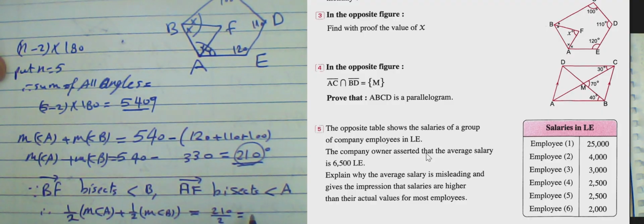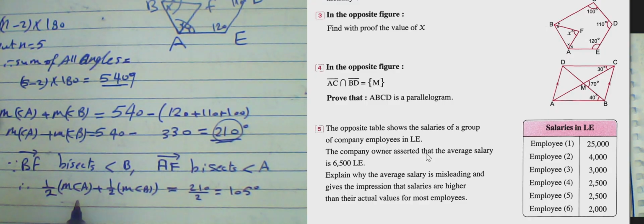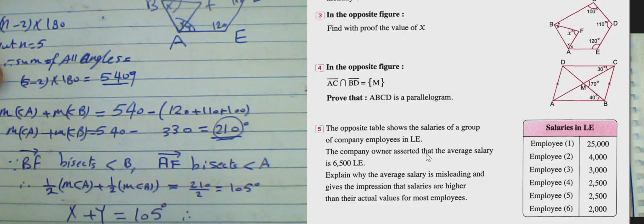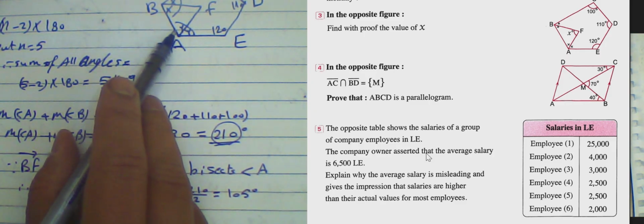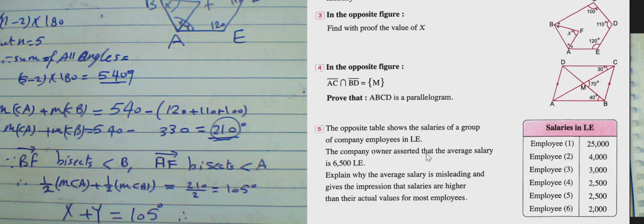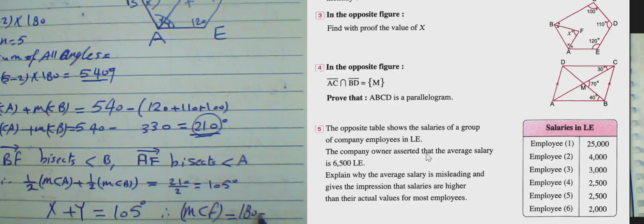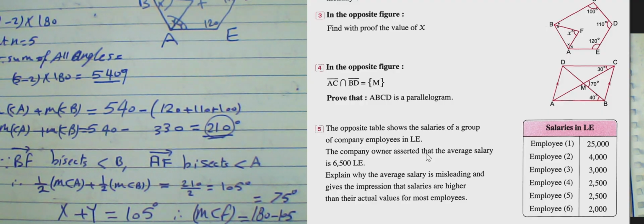Then you can find the measure of angle F in triangle BAF. We have 105 subtracted from 180, then the result will be 75 degrees. Measure of angle F is 180 minus 105, the result will be 75 degrees. Okay, next question.